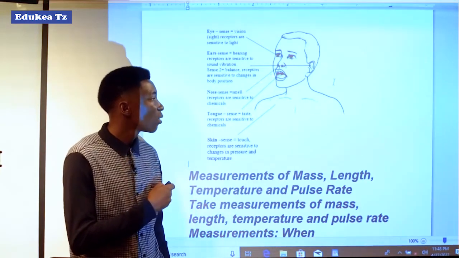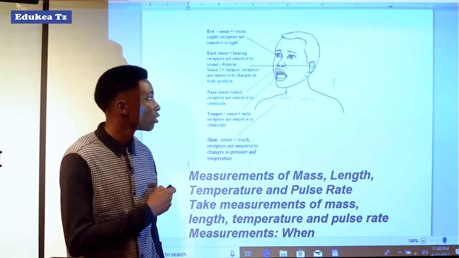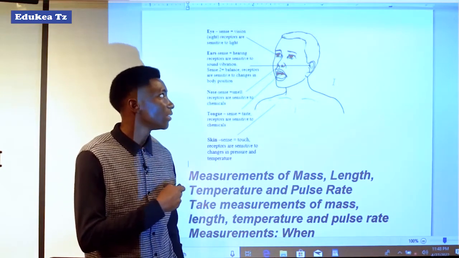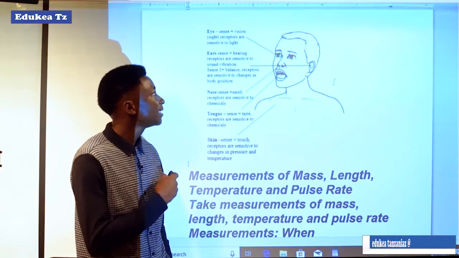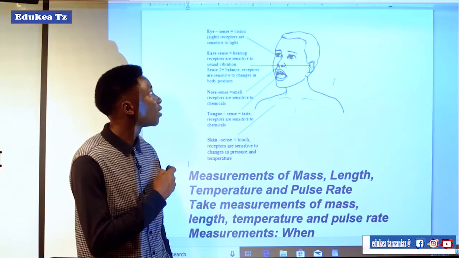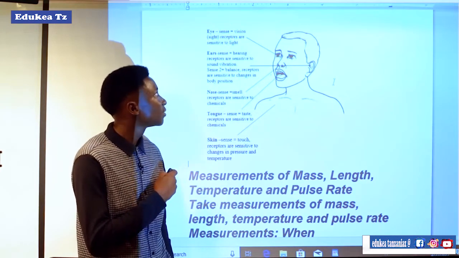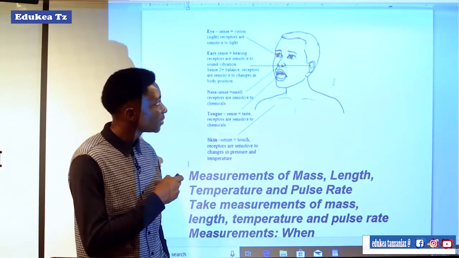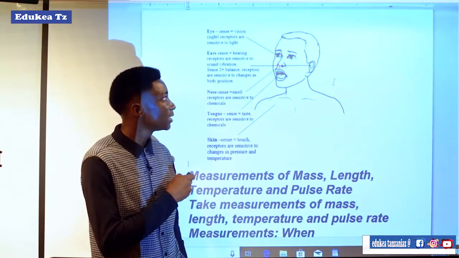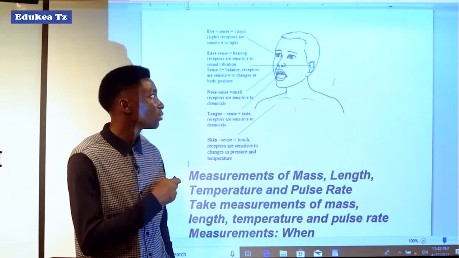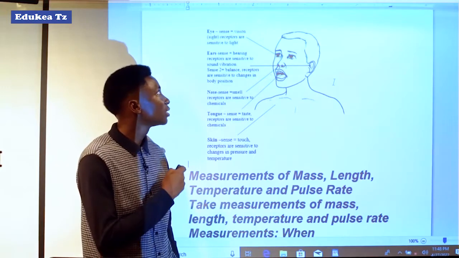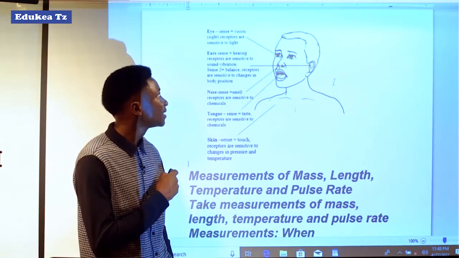Through these sensory organs, we can observe many things which help in carrying out an experiment, such as the eye, which is the sense of vision or sight. The receptors are sensitive to light. In the eye, the receptors receive light, which enters the eye and goes directly to the pupil, and after that vision occurs.